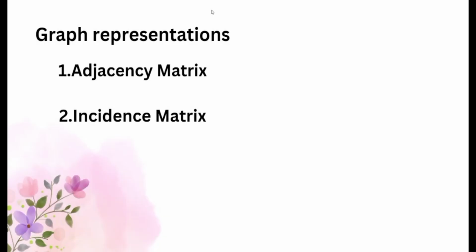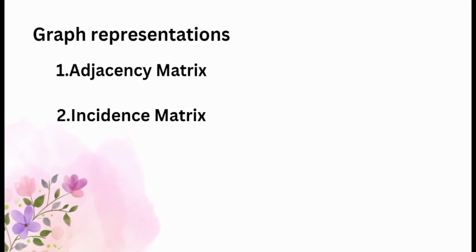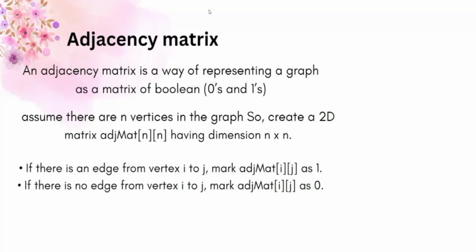Our main topic is graph representations. Let us briefly discuss it. We can represent a graph in two ways: using an adjacency matrix and an incidence matrix. Now, what is meant by an adjacency matrix? It is a representation of a graph as a matrix of Booleans, that is zeros and ones.